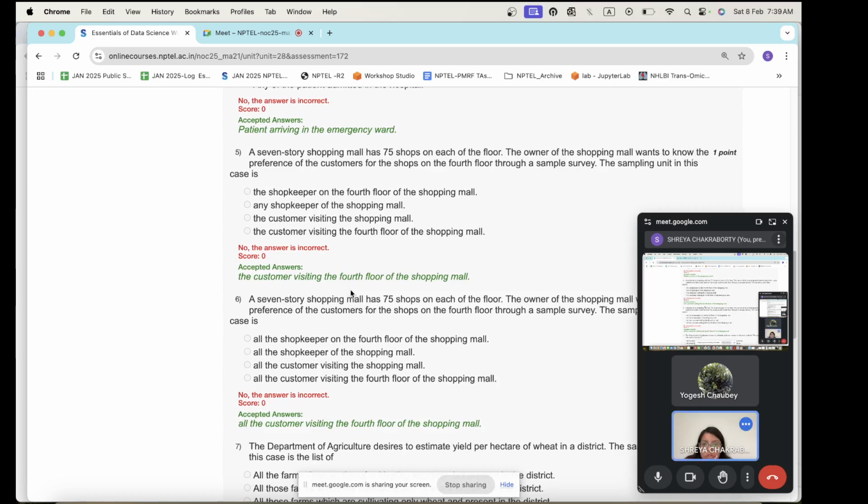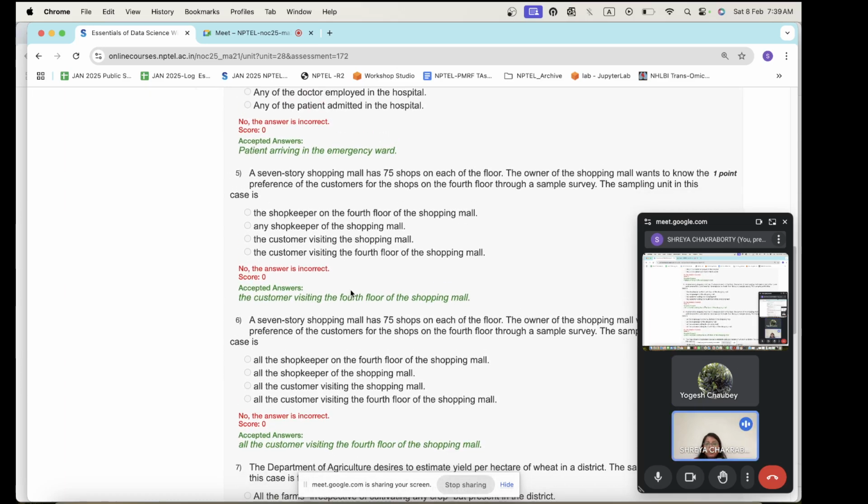So, what was the question? A seven-story shopping mall has 75 shops on each floor. The owner of the shopping mall wants to know the preference of the customers for the shops on the fourth floor through a sample survey. The sampling unit in this case is customers visiting the fourth floor of the mall. So, what is the confusion over here?